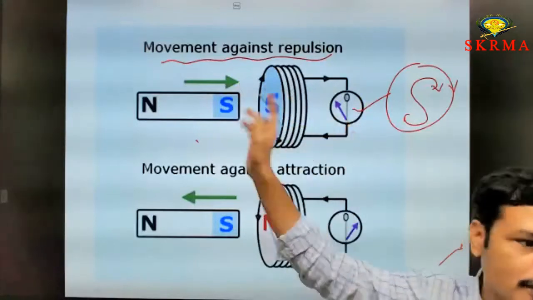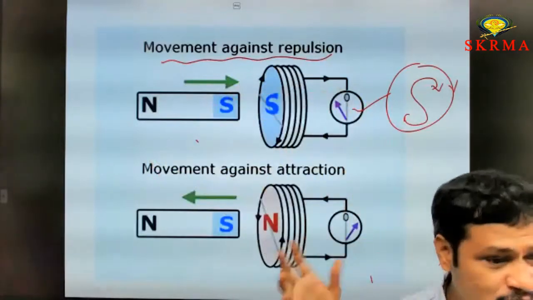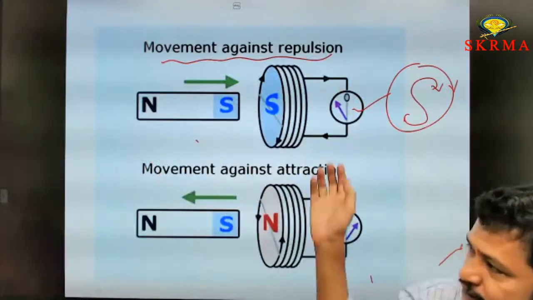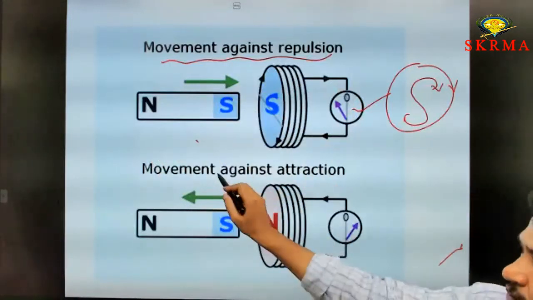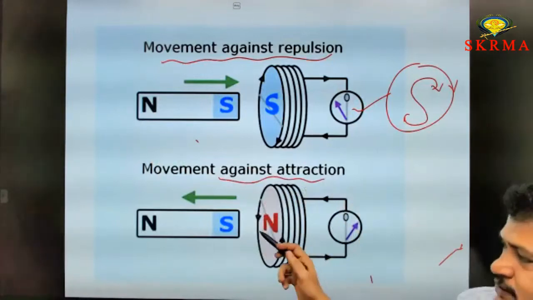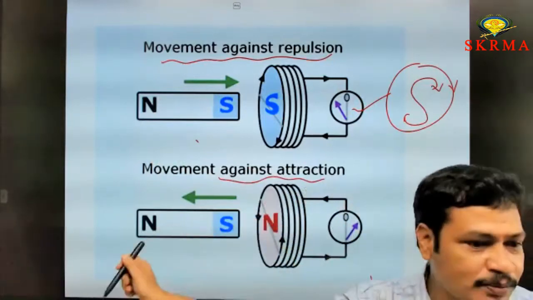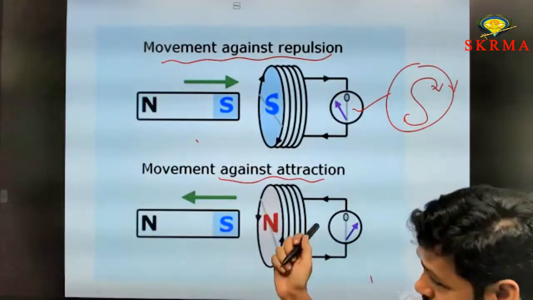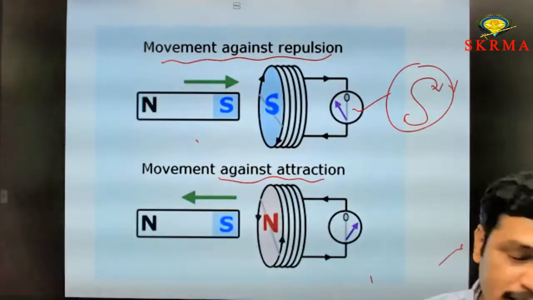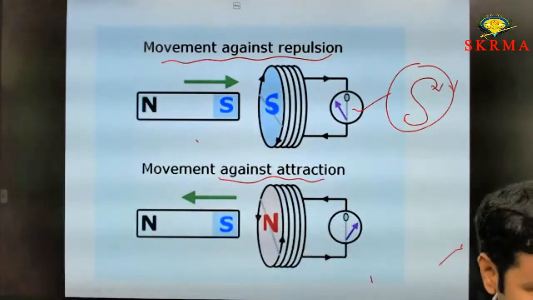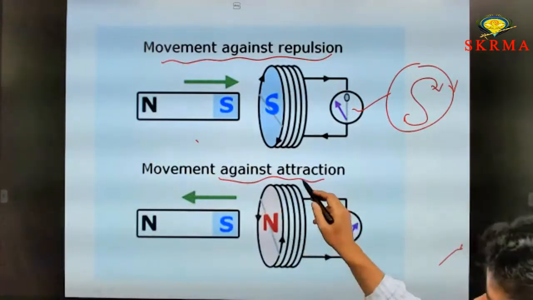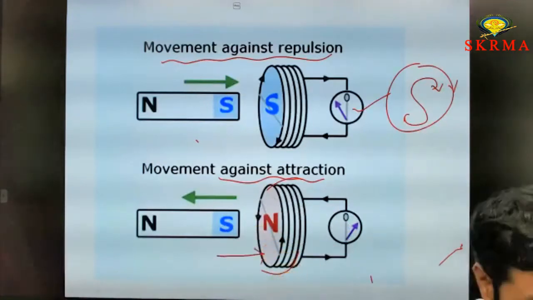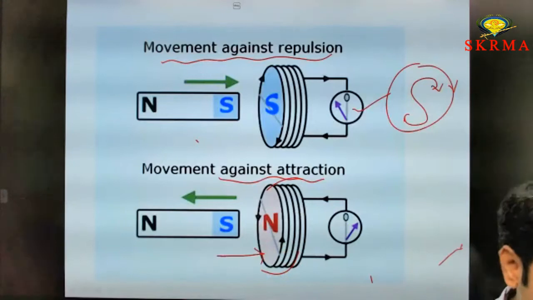Means south pole repulsion. Means the coil acts like a south pole and the coil repels the bar magnet. In the second case, movement against the attraction. In this case, the south pole is moving away from the coil. If it is moving away from the coil, the induced EMF in the coil opposes that property. That means it tries to attract towards the coil. That is the basic Lenz's law.